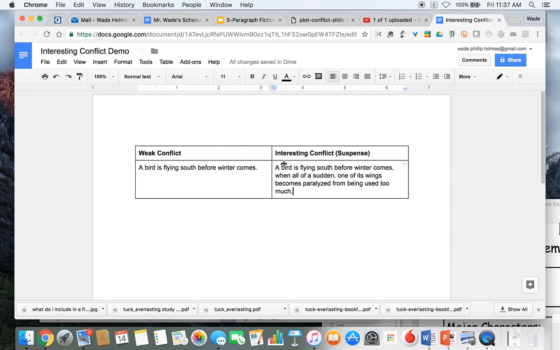Already, you see, there's more detail in here than there is here. But what this does now is it gives us a very, this conflict has a little bit more suspense in it than this one does. This creates a feeling of, oh no, what's gonna happen? And we want an interesting conflict in our story. So when you're thinking about your plot, thinking about your conflicts, you wanna make them interesting and build some suspense in them.